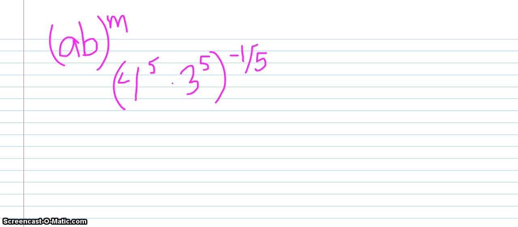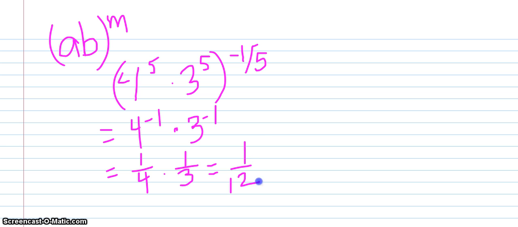So if I multiply 5 times -1/5, I can get 4 to the -1st power. Same thing, 3 to the 5th times -1/5, I'm going to get 3 to the -1st power. And if I go ahead and use properties of negative exponents, I have 1/4 times 1/3, which gives me 1/12. There's another way I can look at this.